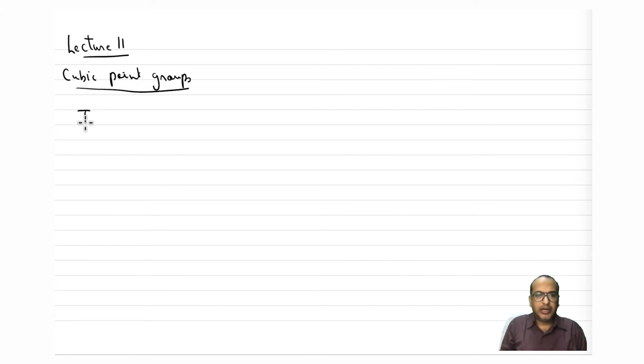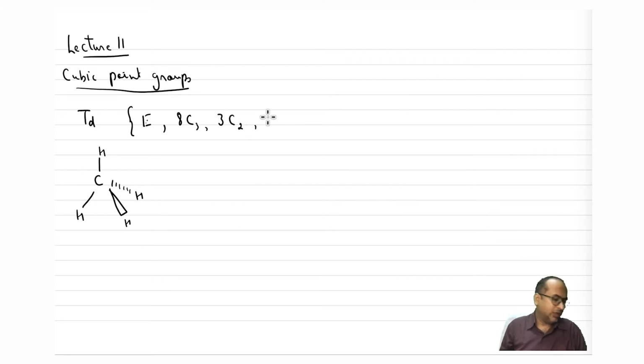So the first one in the category is TD, and the symmetry operations I'm going to list for TD point group. So example is, we have already seen a worked example for this one. It is the famous methane molecule, tetrahedral, right? Now there are 8 C3 operations, then we have 3 C2s and 6 S4s and 6 sigma Ds. The total number of operations is 24.